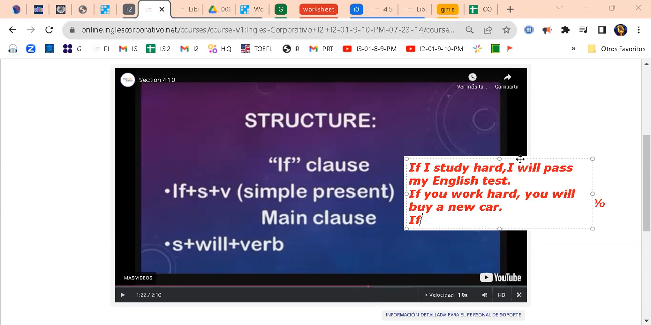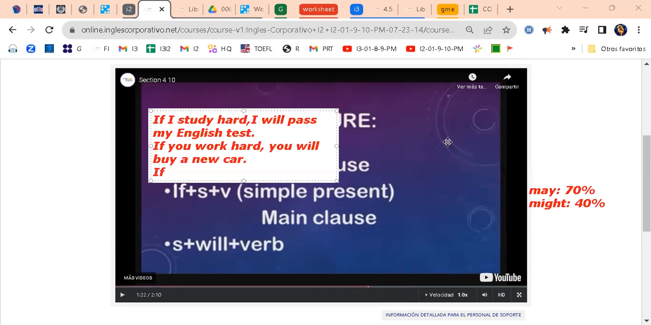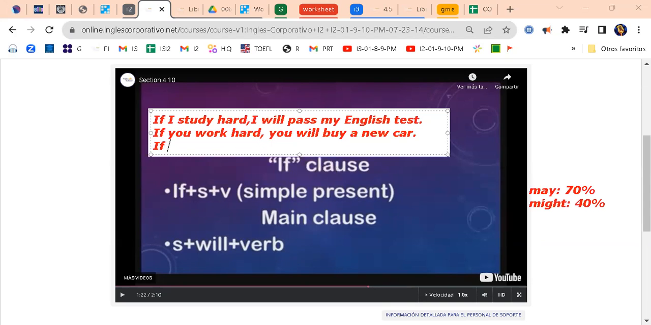So now let's try to use this conditional with a modal. If, let's say, if we... okay, so what is going to happen if we go to the party? If we go to the party, we, look at this, we may be tired in the morning.